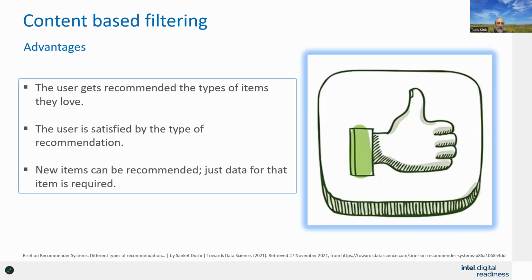Here are some advantages. The user gets recommended the types of items they love. They're satisfied, hopefully, by the type of recommendation. I find they sometimes fail, but hey, whatever. And then new items can be recommended. Just data for that item is required. So, for example, if Tom Cruise comes out with another movie and it happens to be action adventure, chances are they're going to recommend it to me because, hey, you watched all the Mission Impossibles or all the Fast and the Furious. So you're probably going to like Hobbs and Shaw. I mean, it makes a whole lot of sense.